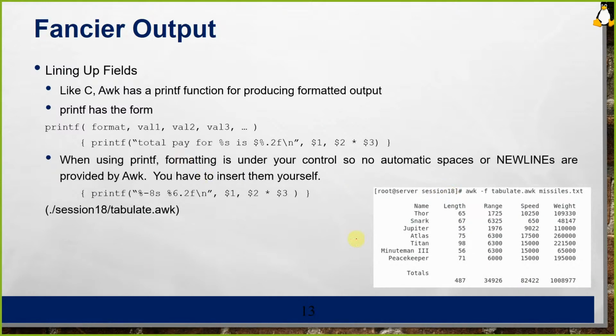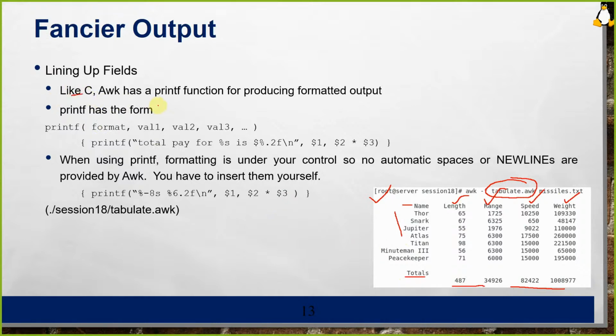Fancier output, you want a little more beautiful output. The same table, same file, missiles.txt, but look what it is doing. It is using the tabulate.awk file, which I have created for scripting purposes, and that is a bit of a complex example to understand. What you are seeing here is proper headings: name, length, range, speed, weight, then the names of the missiles and the totals, and these are the totals printed. So it is displaying formatted data from the same text file.